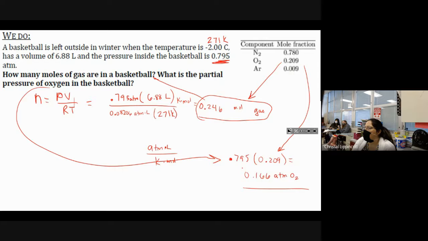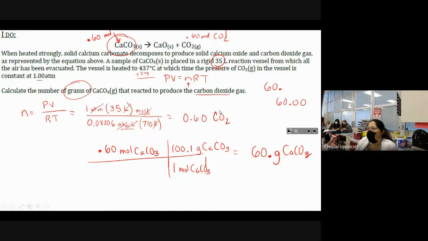So you do the sig figs based off the number? Whatever the fewest sig figs. So you had atm, you had liters, and you had temperature. Look at these and see how many sig figs you've got. Whatever the fewest sig figs are is what you need in your answer. 3 sig figs, 3 sig figs, 3 sig figs. Your answer needs to be 3 sig figs. In the previous problem, we had 2 sig figs, 3 sig figs, so my answer could only be 2 sig figs.